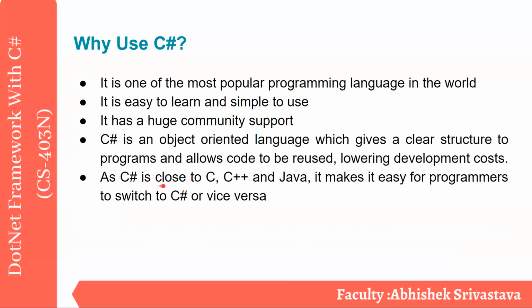As C sharp is close to C, C++ and Java, it makes it easy for programmers to switch to C sharp or vice versa. Sometimes programmers change their domain. In that case, we can say that programmers easily migrate from Java to C sharp because this language has the same syntax. So it is easy for programmers to switch between the languages and change their domain.